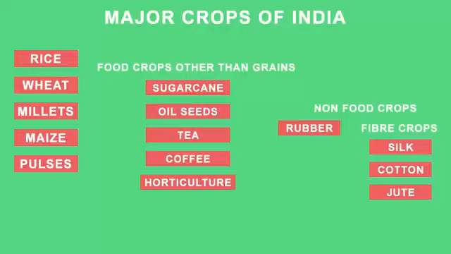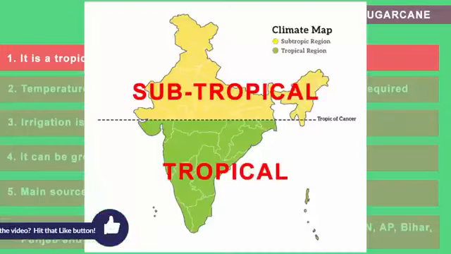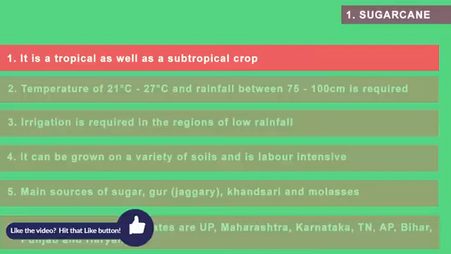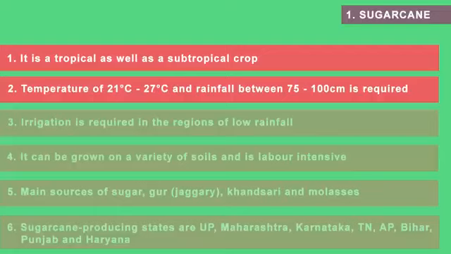So all of the things that we read right now are food crops that are grains. So now we are going to read about the food crops other than grains. So the first one is sugarcane. It is a tropical as well as a subtropical crop. So it needs a hot and humid climate. A temperature of 21 to 27 degrees Celsius would be ideal. And then an annual rainfall of 75 to 100 centimeters would be good.